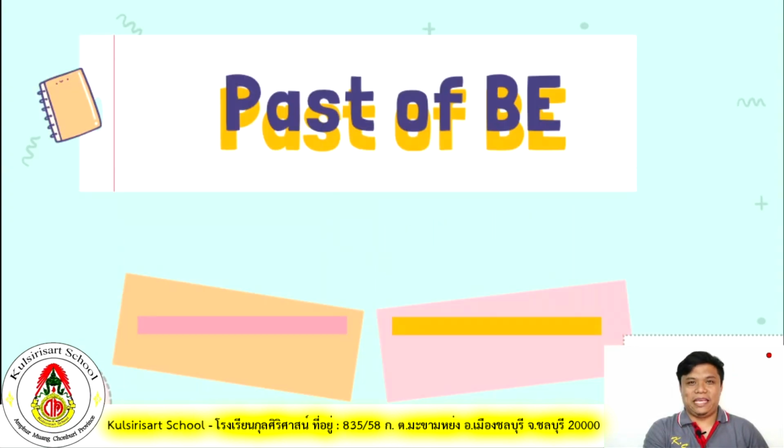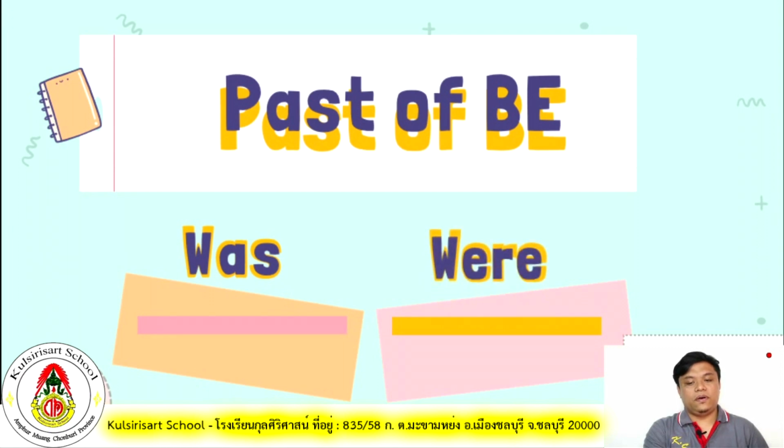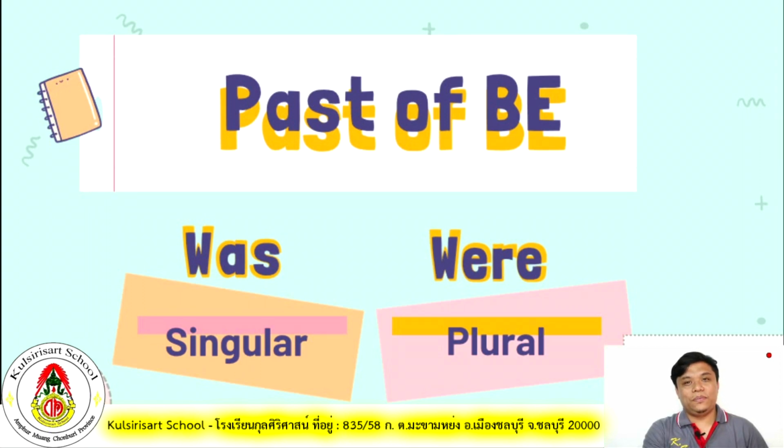Past of be. So, what is the past of be? Okay, we have two different verbs to be in the past. If it's singular, we have was, and we have also were. Singular and plural. Was and were. Can you say it again? Was for singular and were for plural.